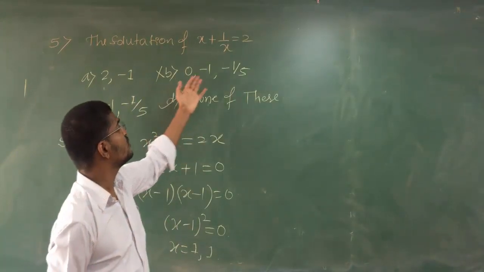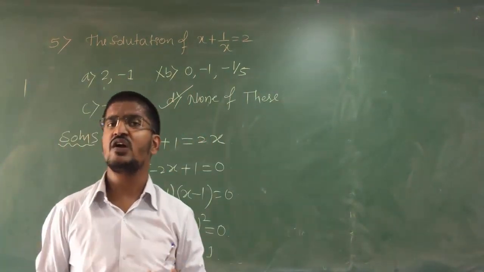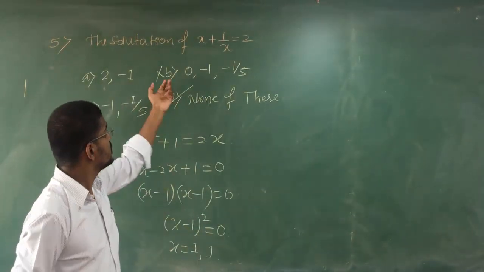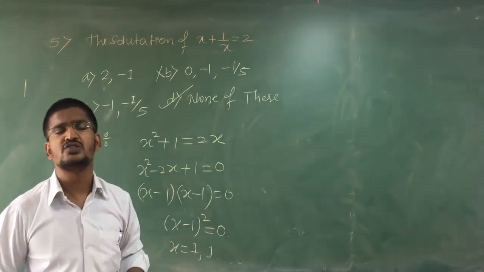Why is this not your option? Because this is giving 3 roots. A quadratic equation cannot have more than 2 roots. So that reason B is not your answer. Therefore, in A, C and D you have 3 choices.